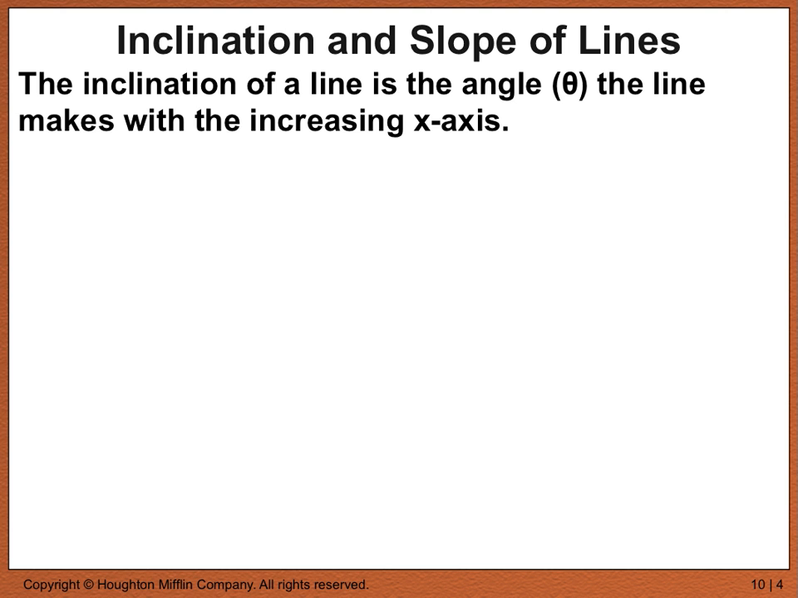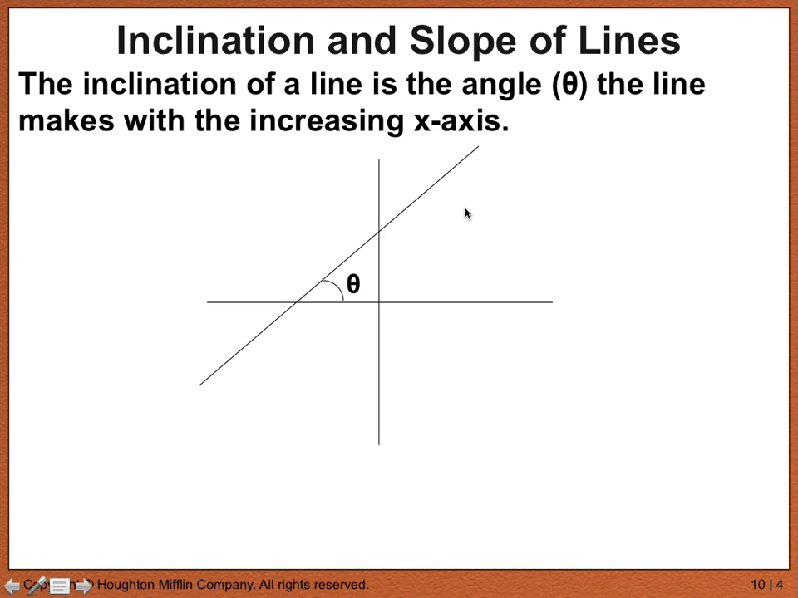The inclination of a line is the angle theta the line makes with the increasing x-axis. All right, what that means is the following. Let's say this is a line, and I purposely didn't write an equation for the line because I want you to just think in general terms for now. If this is a line, we can see that this line crosses the x-axis, and it makes an angle with the x-axis. Now, by definition, the inclination angle is the angle that the line makes with the increasing x-axis, or the part of the x-axis that lies to the right of the angle.